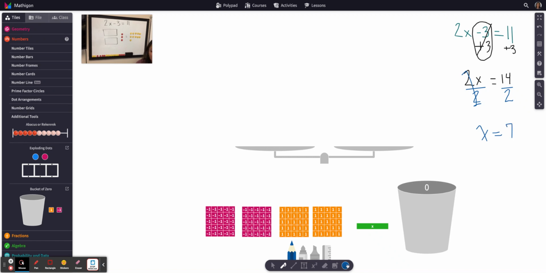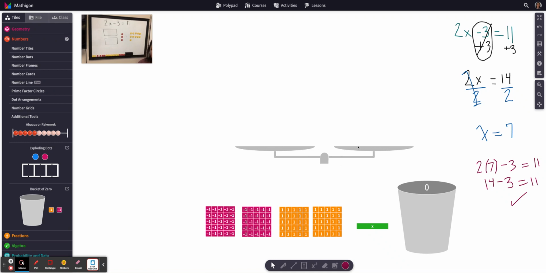I like to check my answer, so I'll go back and substitute the x for a 7. According to our original equation, it was supposed to be 2 times whatever x is, minus 3, and my answer is supposed to be 11. Well, 2 times 7 is 14. 14 minus 3 does come out to be 11. So my answer checks.